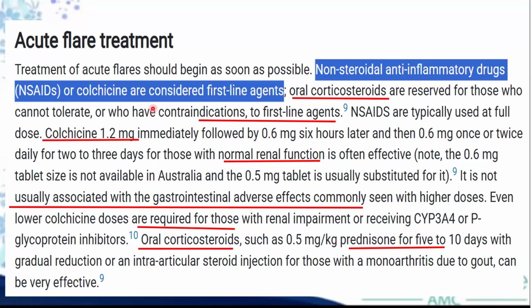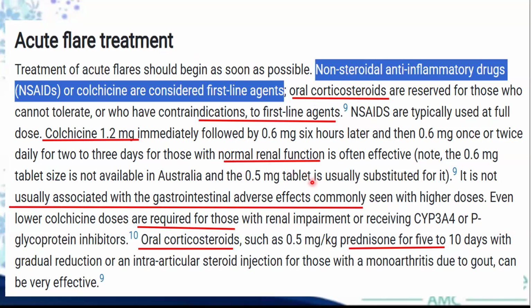So for you to start colchicine or even NSAIDs, you need to have a normal renal function, right? And if you have any GI problems, right? So it is not associated with GI problems, but if they're having peptic ulcer disease, you cannot go for NSAIDs and corticosteroids, right? So these have been MCQs, a patient with peptic ulcer disease. So remember, peptic ulcer disease, you cannot give NSAIDs, you cannot give corticosteroids.